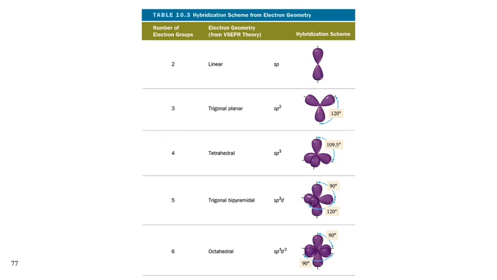So we have to understand VSEPR theory. That's why we talked about that first, because VSEPR theory is going to help us predict the hybridization. So we look at the electron geometry. The number of electron groups on the central atom tells us what the hybridization is.